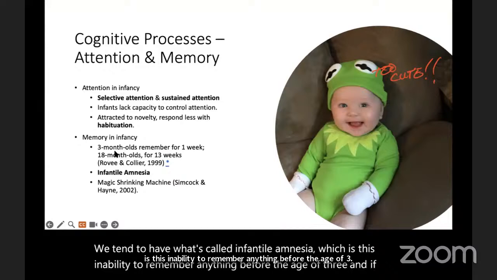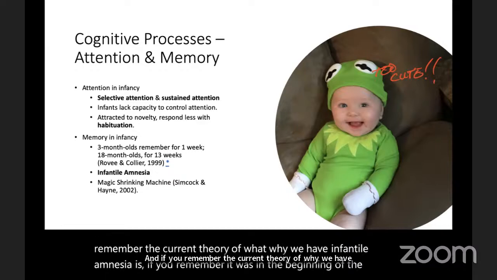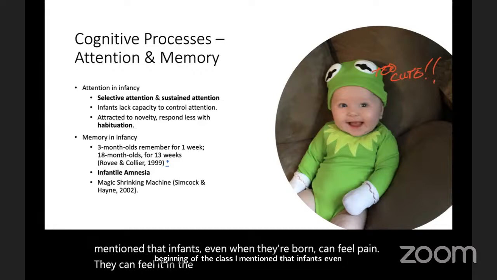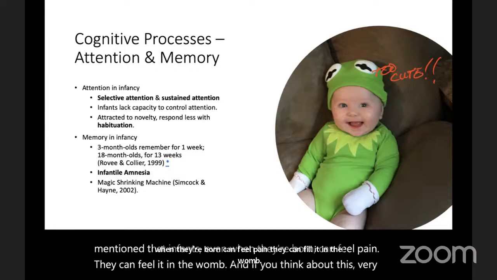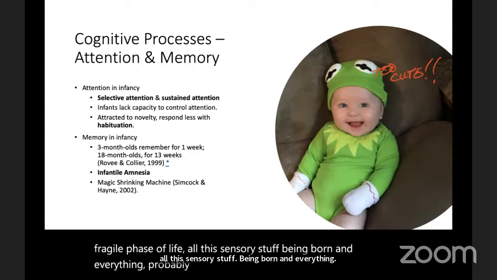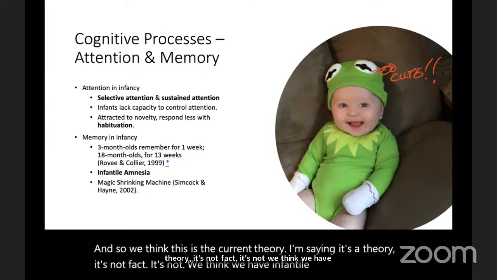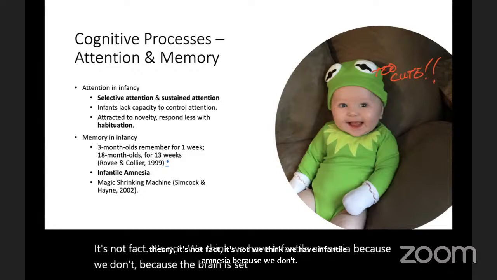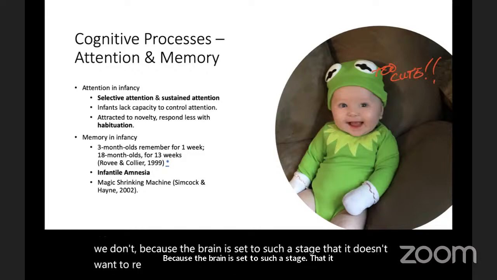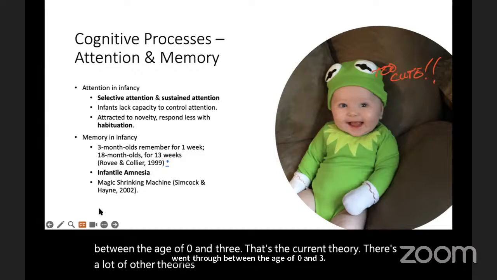And the current theory of why we have infantile amnesia is, if you remember, at the beginning of the class I mentioned that infants, even when they're born, can feel pain. They can feel it in the womb. And if you think about this very fragile phase of life, all this sensory stuff, being born and everything, probably creates an incredible amount of pain. This is the current theory. I'm saying it's a theory, it's not fact. We think we have infantile amnesia because the brain is set to such a stage that it doesn't want to re-experience that physical pain you went through between the age of 0 and 3. There are a lot of other theories too, but that's the one that is predominant right now.